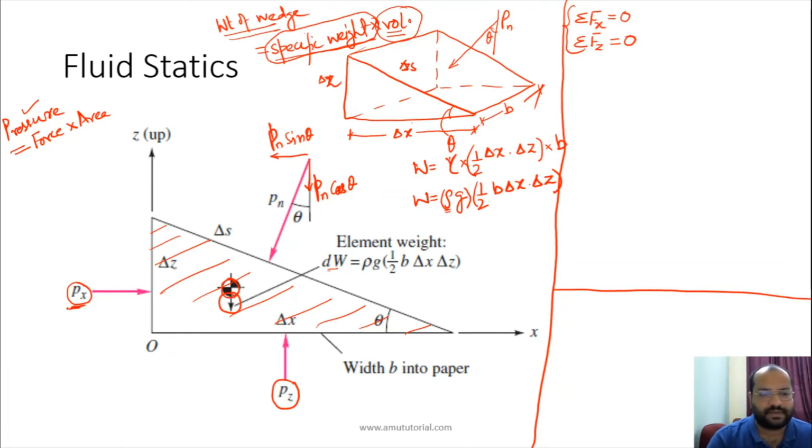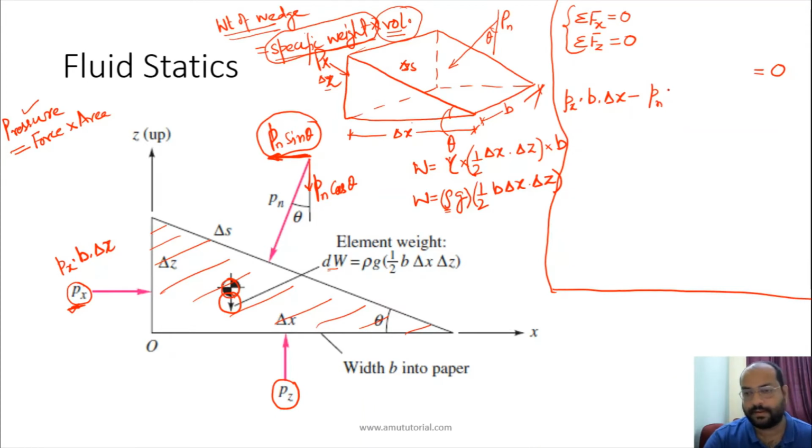So now pressure is given. When we multiply this pressure with the projected area, the pressure here is Px, and the area will be delta z times b. So Px multiplied by b delta z will be the force acting in this direction. So the force will be Px times b times delta z.